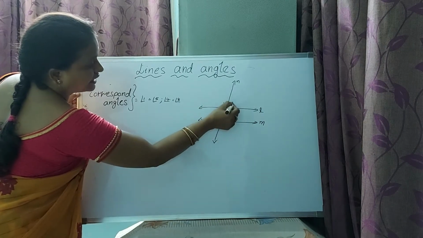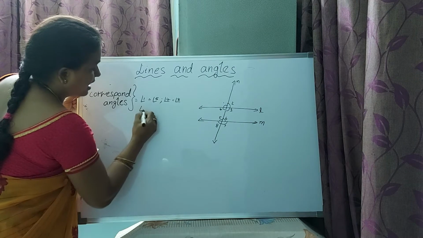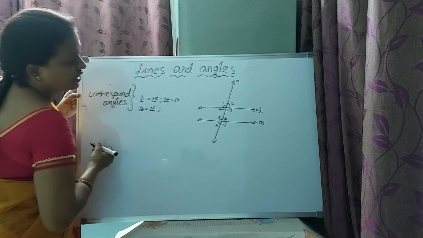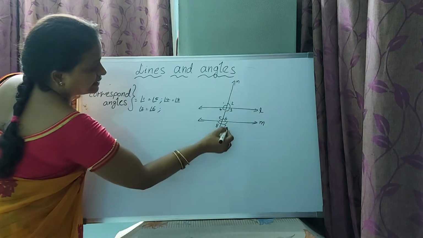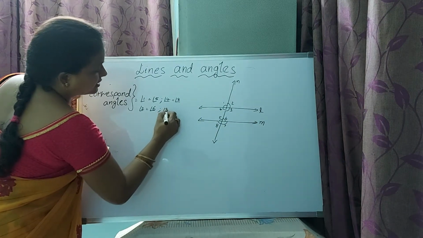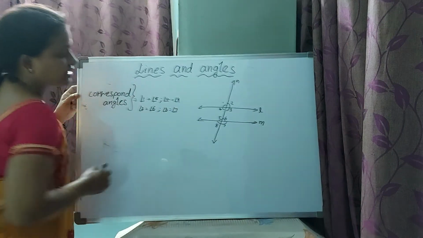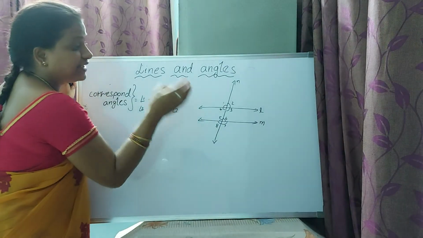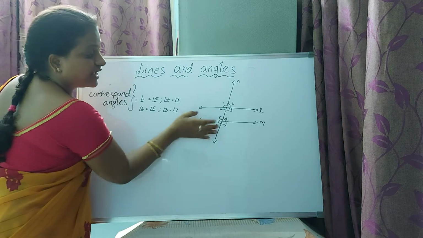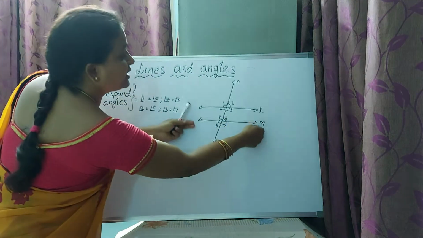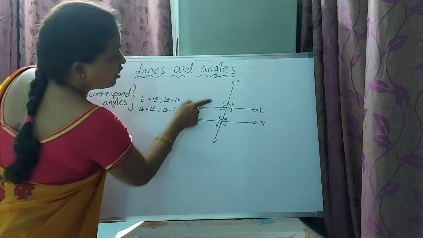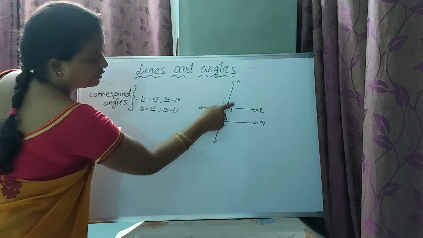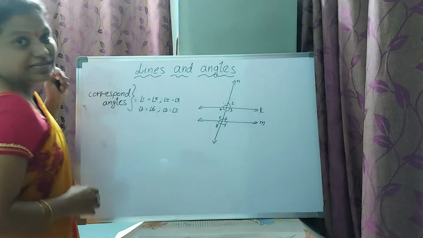Here angle 2 is equal to angle 6. One is interior, one is exterior. Angle 3 is equal to angle 7. These angles are equal. If the lines are parallel, they exactly coincide. If you take this line and keep it here, 1 is equal to 5, angle 4 is equal to angle 8, angle 2 is equal to angle 6, and angle 3 is equal to angle 7.